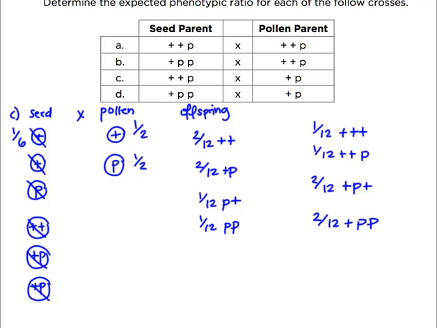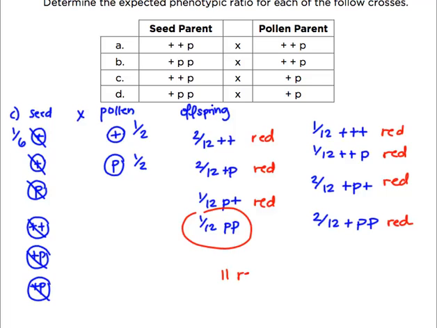And the phenotype, anything with a plus will be red. So this is the only pink. So if you count up, you see 4, 5, 6, 7, 8, 9, 10, 11. So you have 11 red to 1 pink.